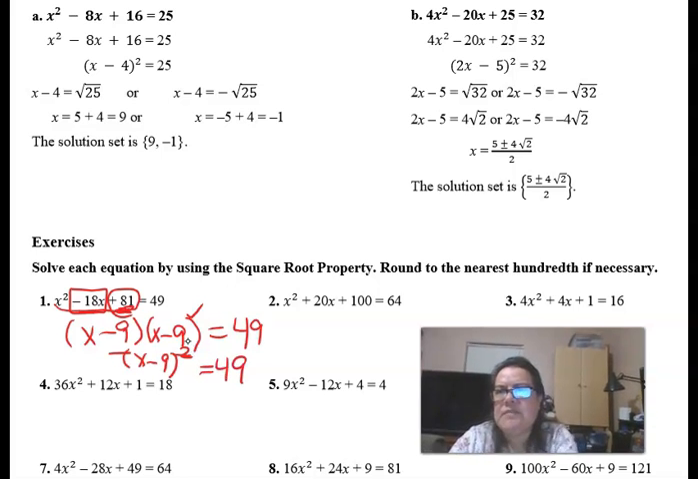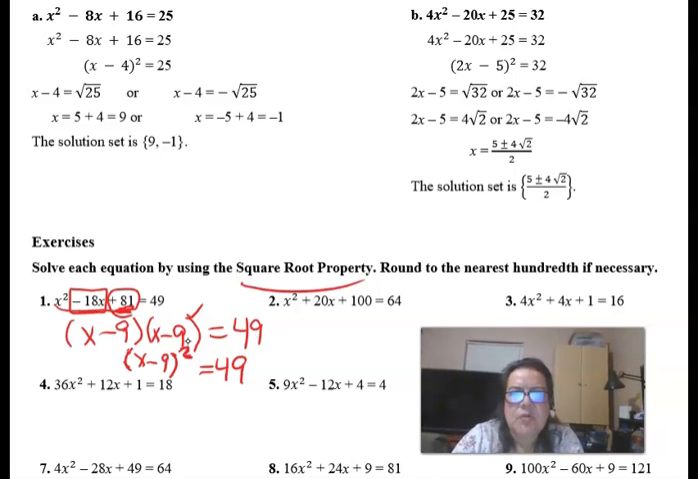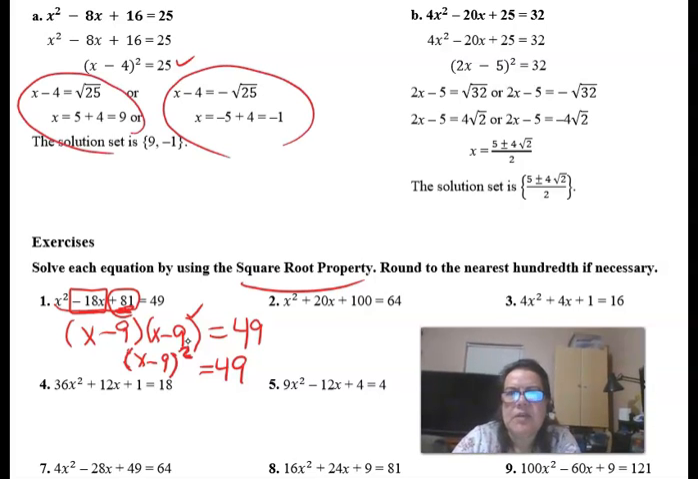Okay, and let me see if I can clean that up just a tad, because I made a little bit of a mess. So let me try to get rid of that and make it look a little clearer. Okay, so now I'm dealing with x minus 9 squared is equal to 49. We're using the square root property. So if you notice, we're at that stage right here. I just have to take the square root of each of these sides so that I can see what the x actually equals. So let's take the square root.